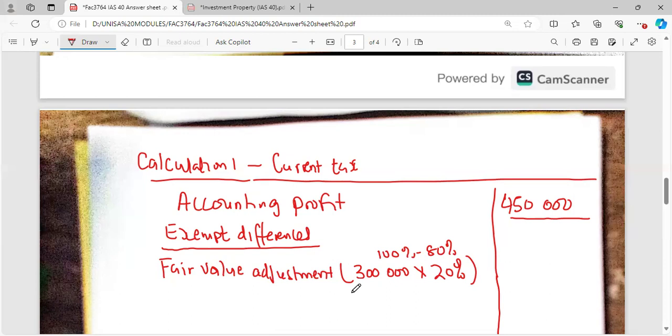20% of that figure is going to give us how much? 60,000. So that is going to be our exempt difference. Is there anyone else who's going to be an exempt difference? So we are going to minus this. Yes, we minus it. Then what do we have?